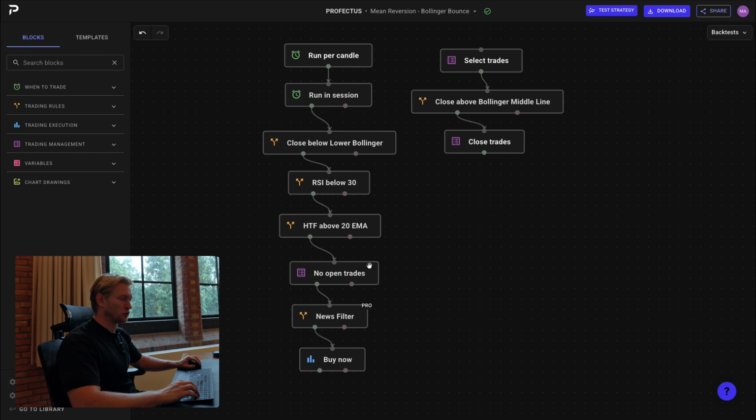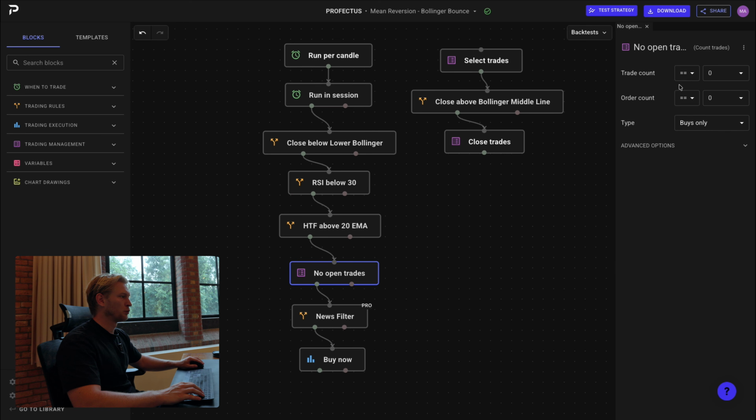Okay, if that is true again, everything is true in order, then we check if we don't have open trades, so the trade count is equal to 0, we have 0 trades open, we also don't have any pending orders open or anything else. For buys only, that's the only thing I'm checking here, 0 buy trades open, 0 orders open.